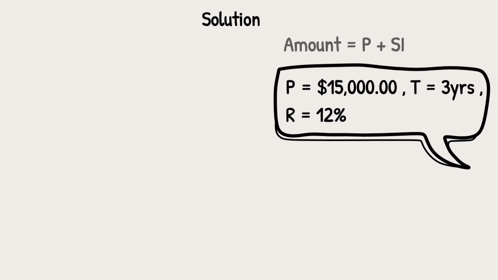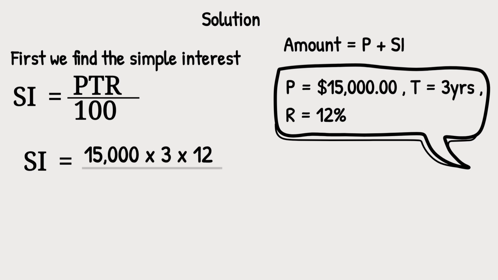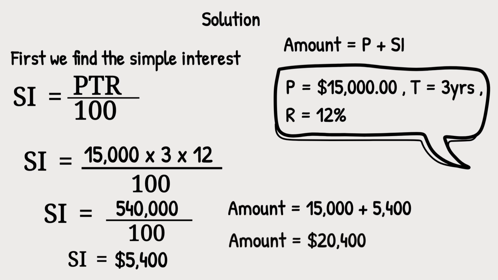Now amount is the sum of principal and simple interest. So we have our principal, but we don't have the simple interest. So first, we have to solve for our simple interest. And the formula for simple interest is SI equals P times T times R over 100. And from the question, we have our P to be 15,000, T to be 3 years, and R to be 12 over 100. By the time you multiply 15,000 by 3 and 12, you get 540,000 divided by 100 will give us 5,400. Now that we've gotten our simple interest, we sum it up with our principal to get our amount. So 15,000 plus 5,400. In that case, our amount will be equal to 20,400.